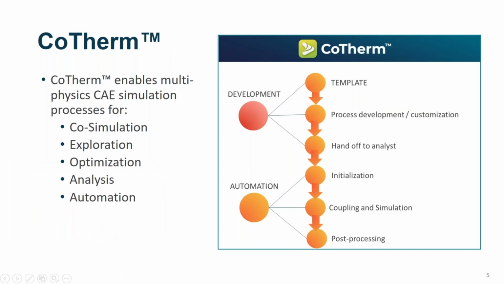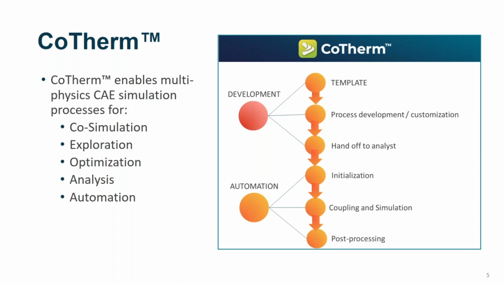So a process I'm going to be sharing with you today is built in our CoTherm software. As a quick introduction, CoTherm is our software that enables multi-physics CAE simulation, primarily focused on co-simulation, design optimization, design analysis, and automation. And today we're going to be focusing on the automation section, where we have CoTherm automatically prepare and then run and then post-process our simulation.